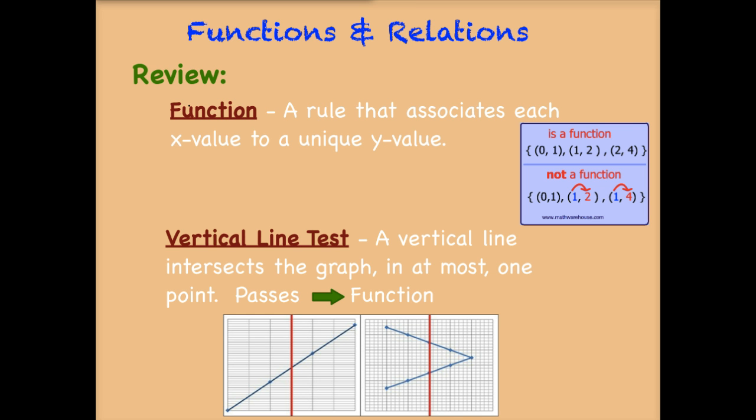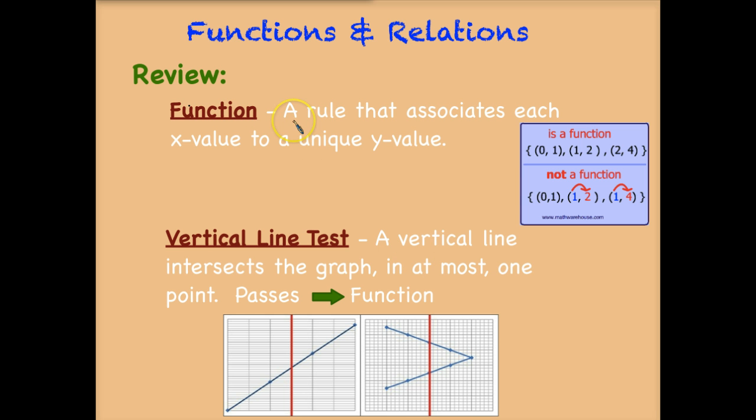The first one is a function. For every x value, there is only one y value. Notice the bottom one. This is not a function. We have an x value of 1, and it has two different y values, 2 and 4. Therefore, it is not a function.